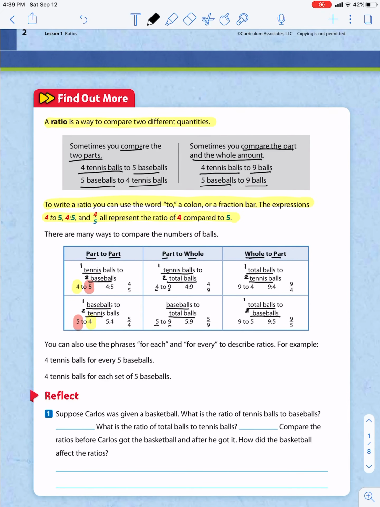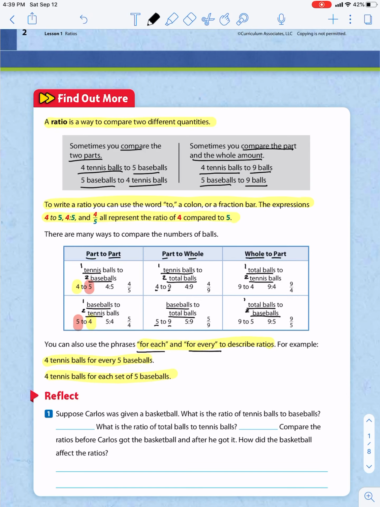You can also use the phrases for each or for every to describe ratios. So for example, there are 4 tennis balls for every 5 baseballs, or 4 tennis balls for each set of 5 baseballs. These 2 phrases, for each and for every, are not something that we are going to be seeing too much this year, but it is important for us to know that that is another way to say it.